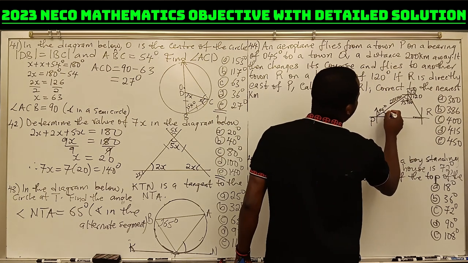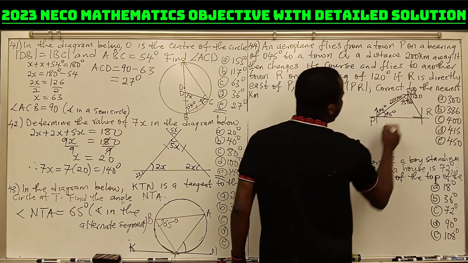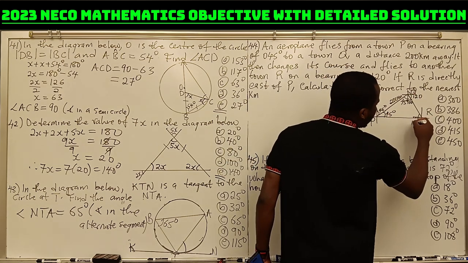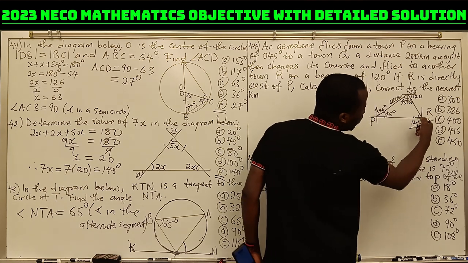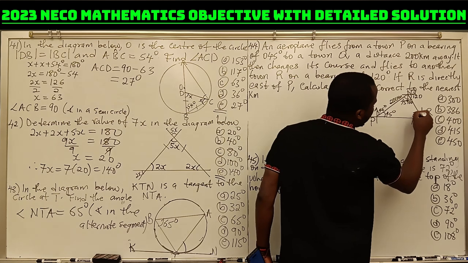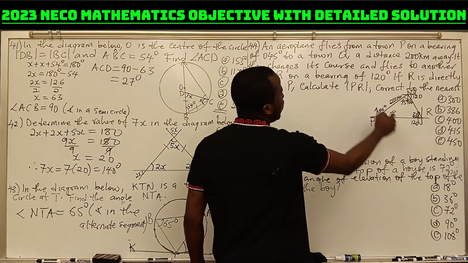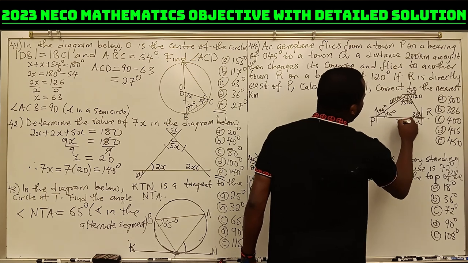This angle here is 45 degrees to make it 90. And since here is 120, the whole of here is 120 degrees, and this angle is 90. 120 minus 90, you are left with 30 degrees. Here is 30 degrees. So we are asked to calculate line PR. This, let's call it x.